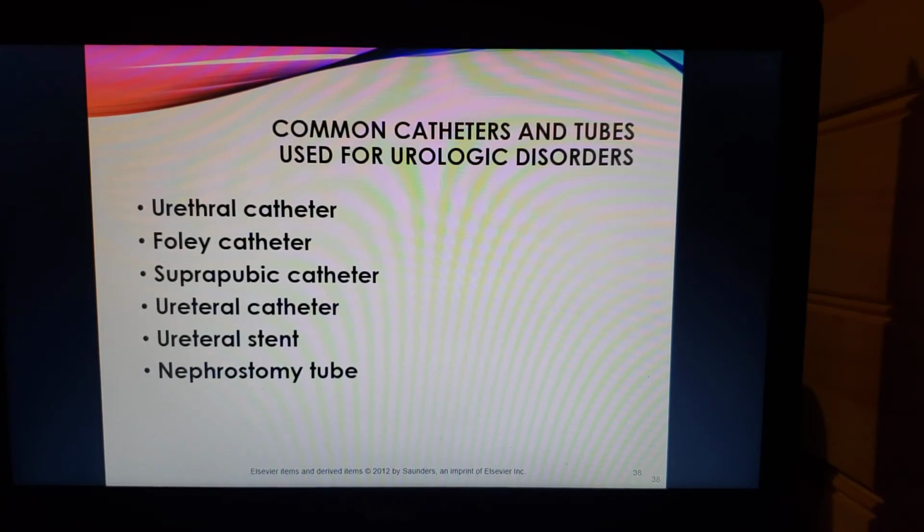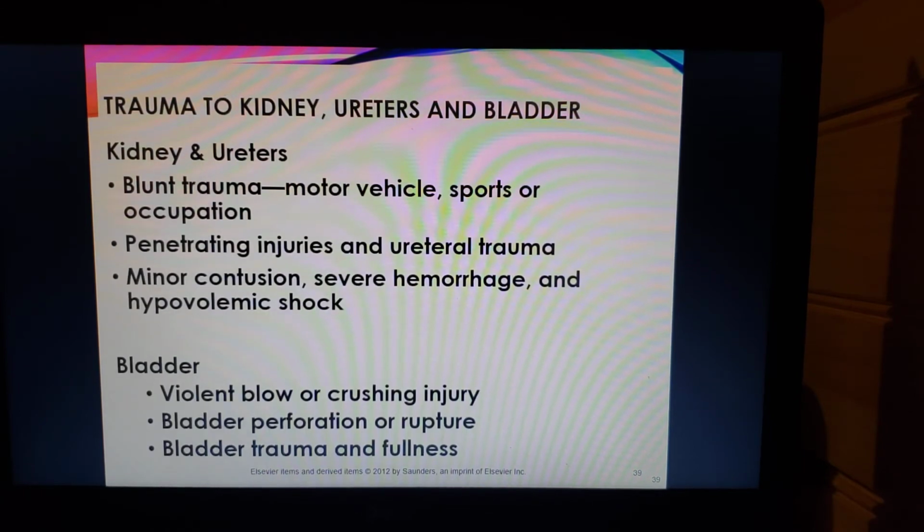Your book talks about common catheters and tube care for urologic disorders. This is on page 796, table 34.3. You look over the different types of catheters. And I'm going to move on to trauma of the kidney, ureters, and bladder.